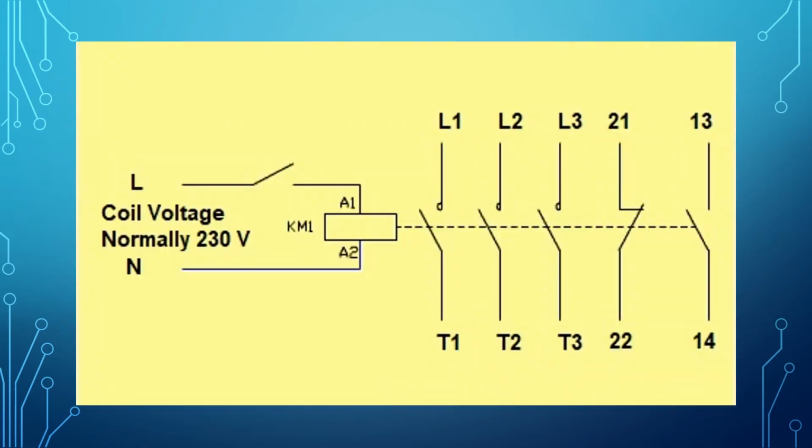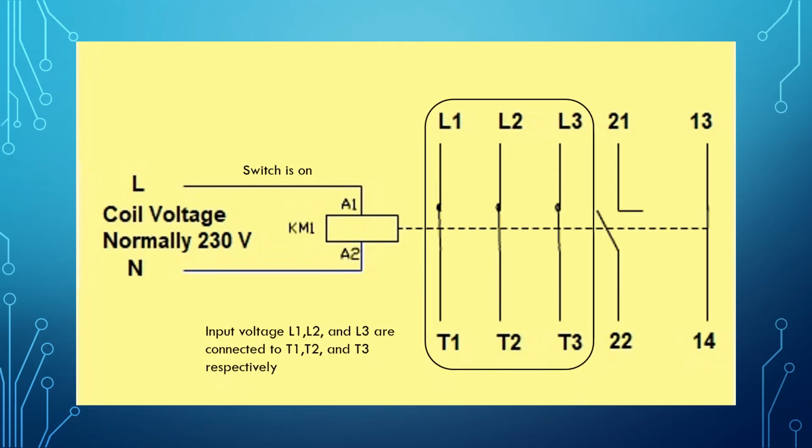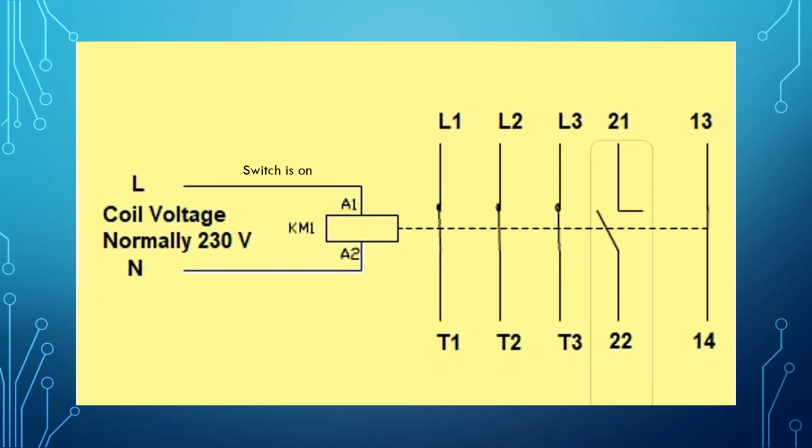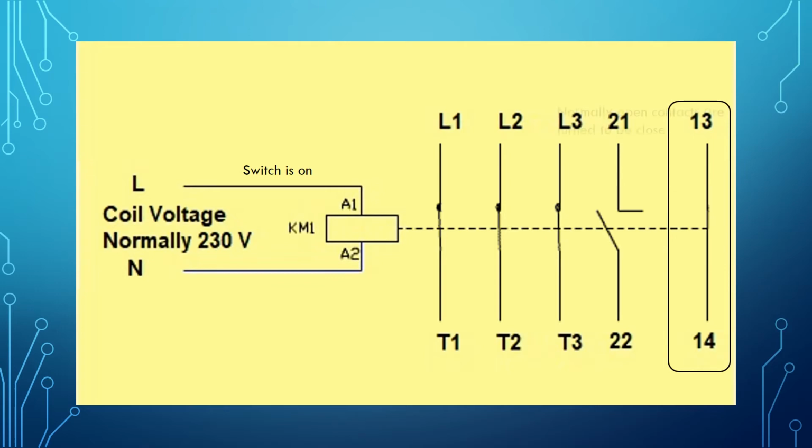Switch is off. Switch is on. Input voltage L1, L2, and L3 are connected to T1, T2, and T3 respectively. Normally closed contacts are turned to be open. Normally open contacts are turned to be closed.